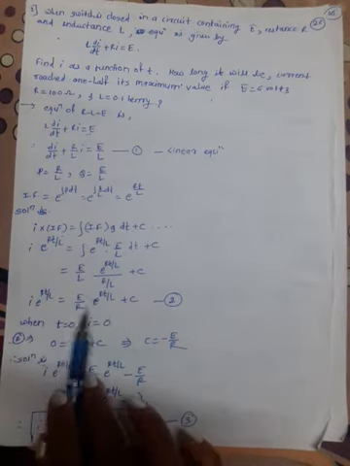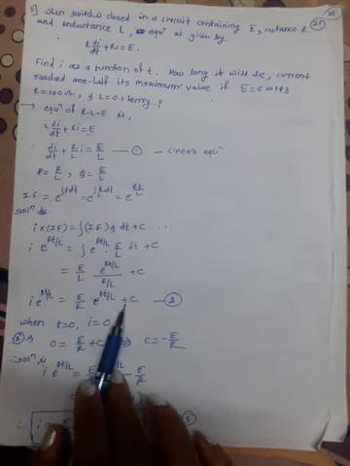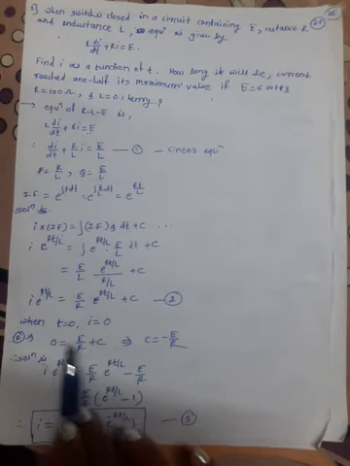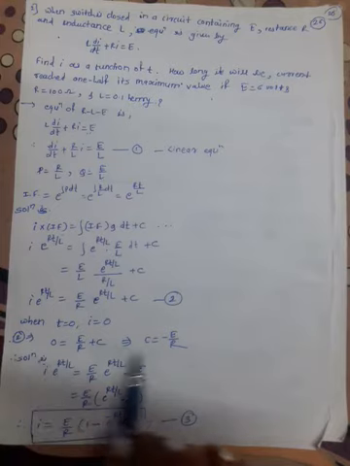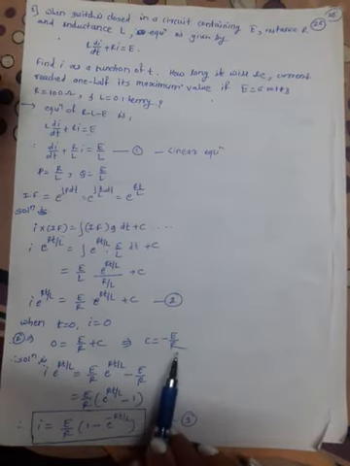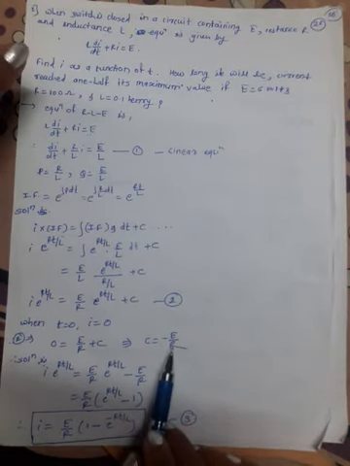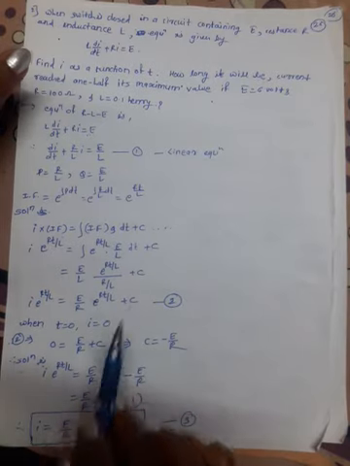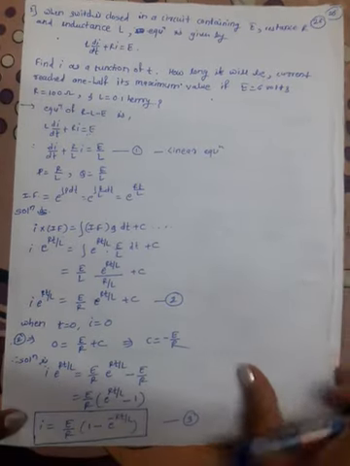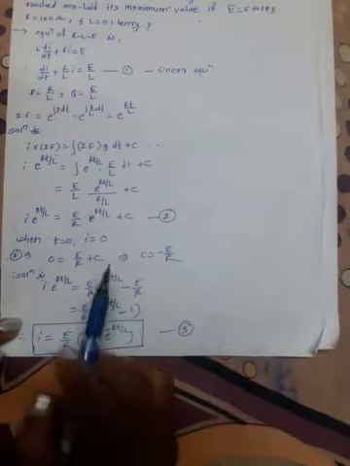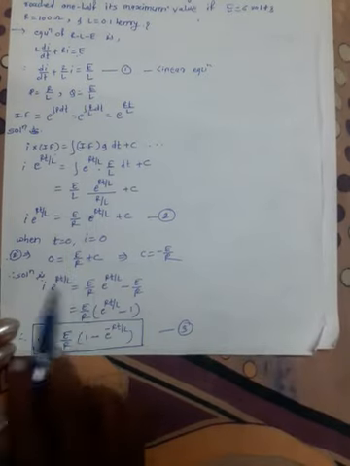Therefore, 0 is equal to E upon R, e raised to 0 is 1, plus C. Therefore, C is equal to, taking this term to the LHS, minus E upon R. Now put this value of C in the solution. The solution becomes i into e raised to Rt upon L is equal to E upon R, these two terms are the same.